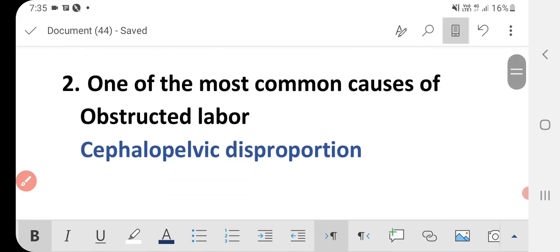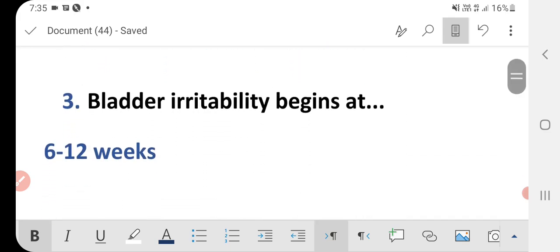Second, one of the most common causes of obstructed labor. So most common cause of obstructed labor is cephalopelvic disproportion. Third, bladder irritability begins at. So bladder irritability begins at 6 to 12 weeks.